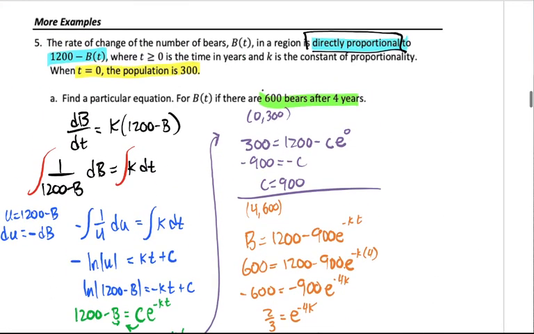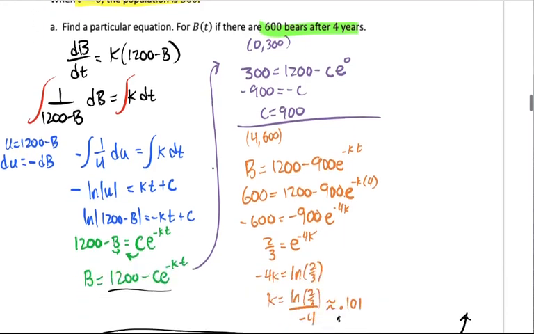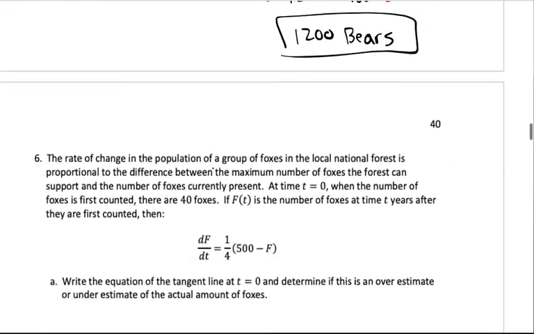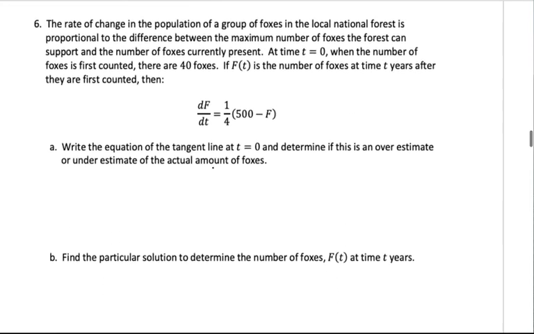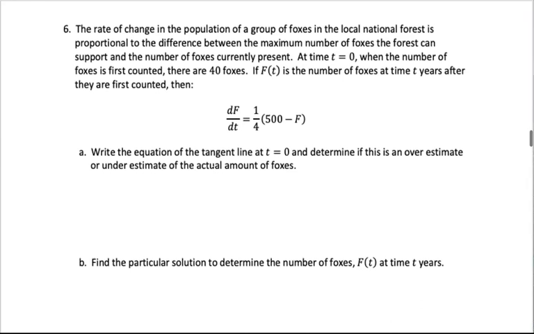And this is an AP style question right here, all right? Same thing with the next one. Very much so AP style, where we have these A's, B's, and C's that are going on here, but let's read what it says. We have the rate of change in a population of a group of foxes at a local national forest is proportional to the difference of the blah, blah, blah, blah, blah, okay? The reason I said blah, blah, blah is that they just gave us the formula, but we have that same thing. The rate of change is proportional, all right? So that's super important. They said at time t equals 0, the number of foxes is first counted. There are 40 of them, and then they gave us this equation.